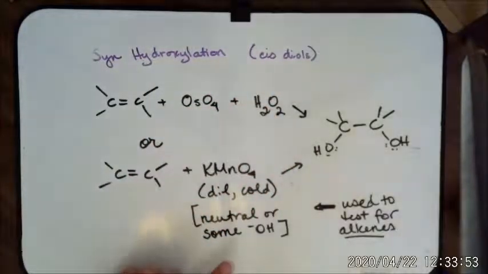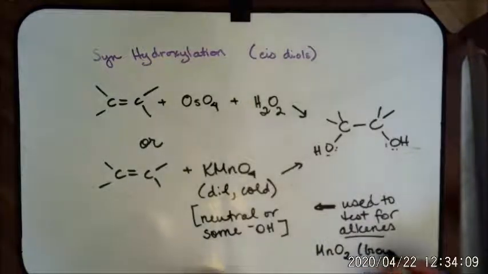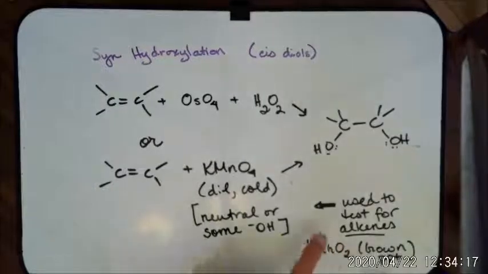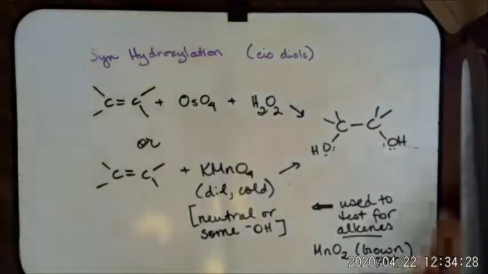Okay, and in fact, we're familiar with this because we used this when we were testing for alkenes, because the brown precipitate in your redox reaction is manganese dioxide. So not only do you use it for a reaction to form your diols, but you can also use it to test for the presence of alkenes. All right, so let me just show you what the esters look like before we get our diol.